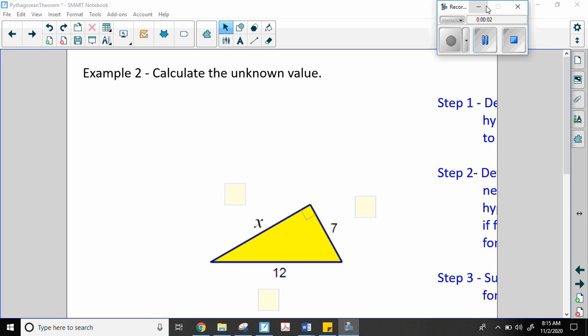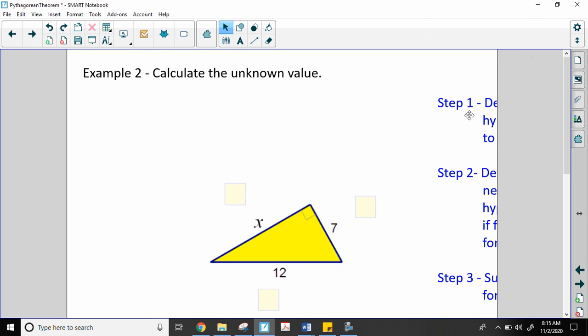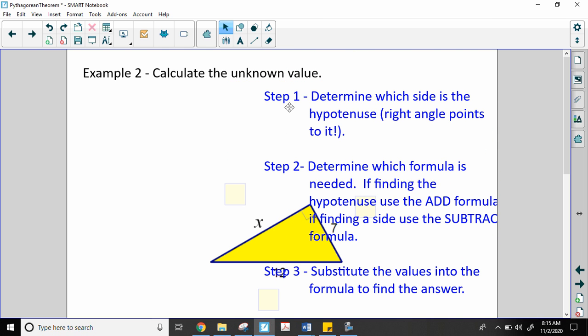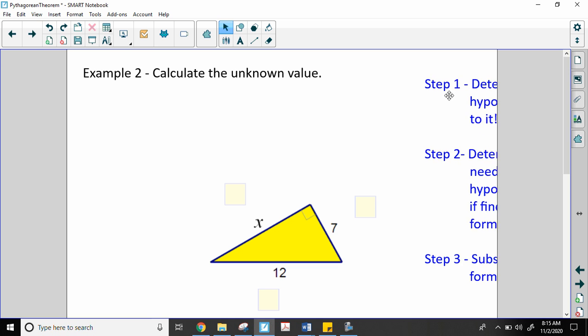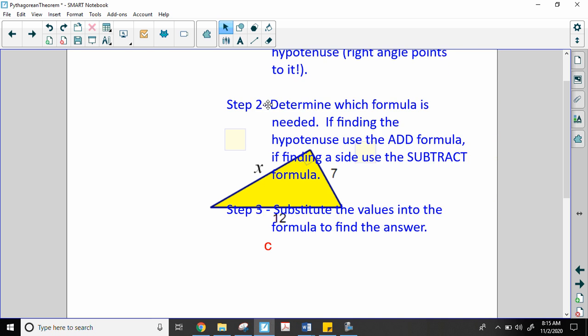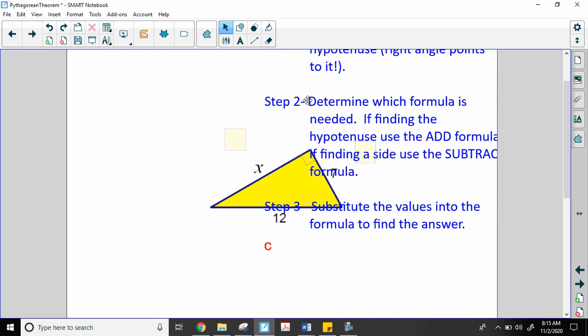So let's look at this question. Calculate the unknown value. So we have to remember our steps. Step 1, determine which side is the hypotenuse and figure out which angle the right angle is pointing to it. So if we look at this, our hypotenuse is given to us. That right angle is pointing to the 12. That is our hypotenuse. Determine which formula is needed.